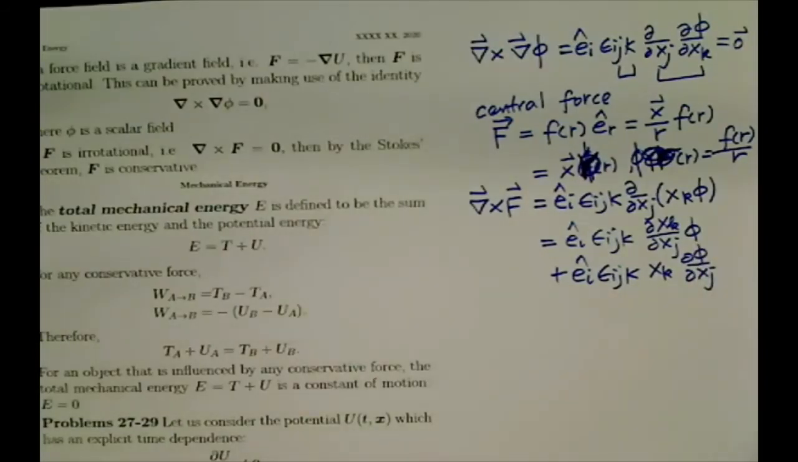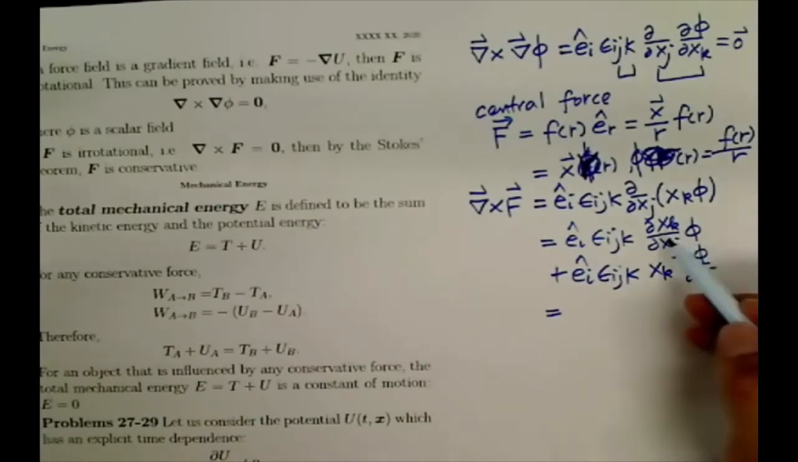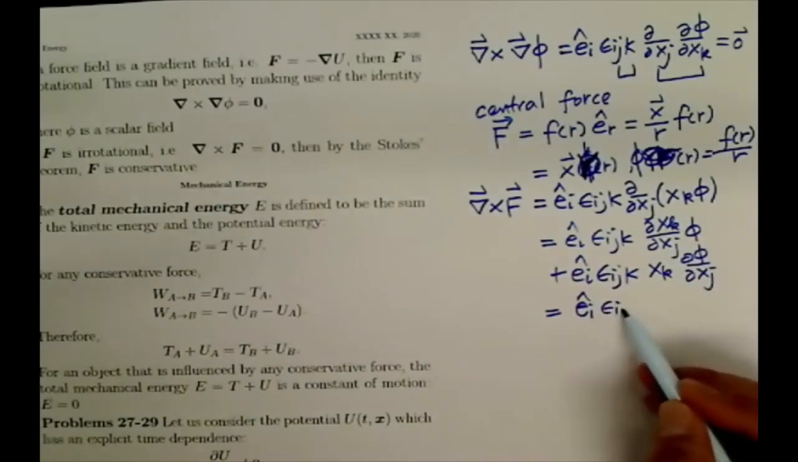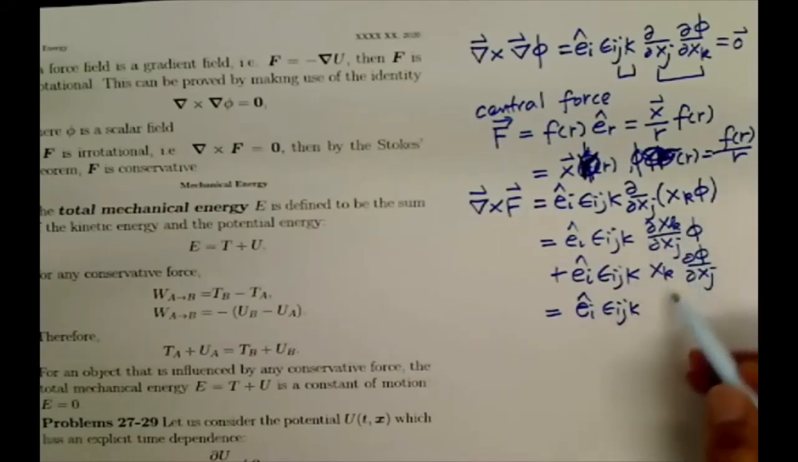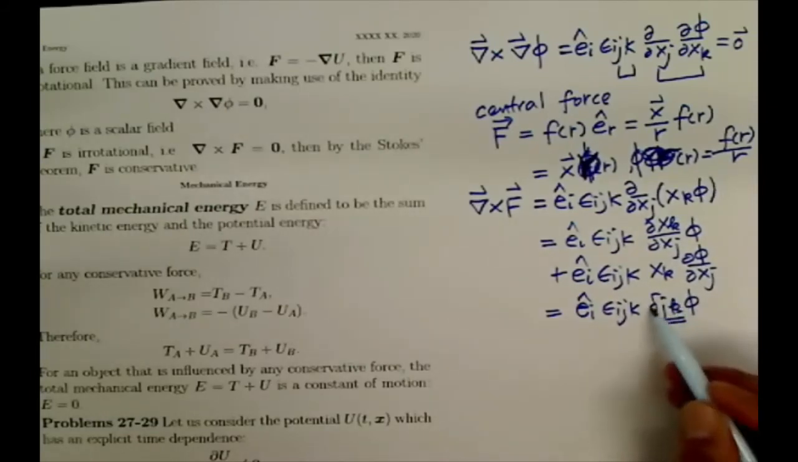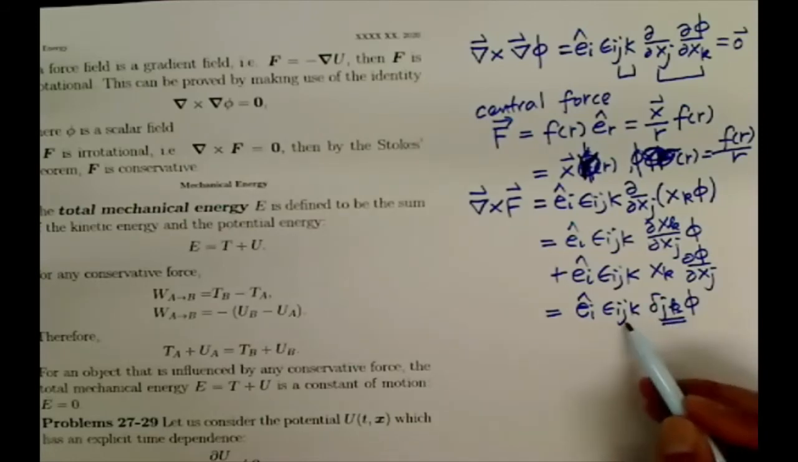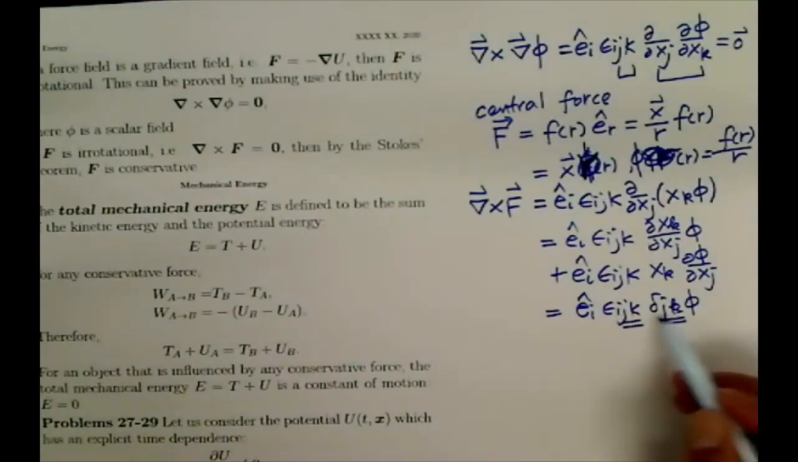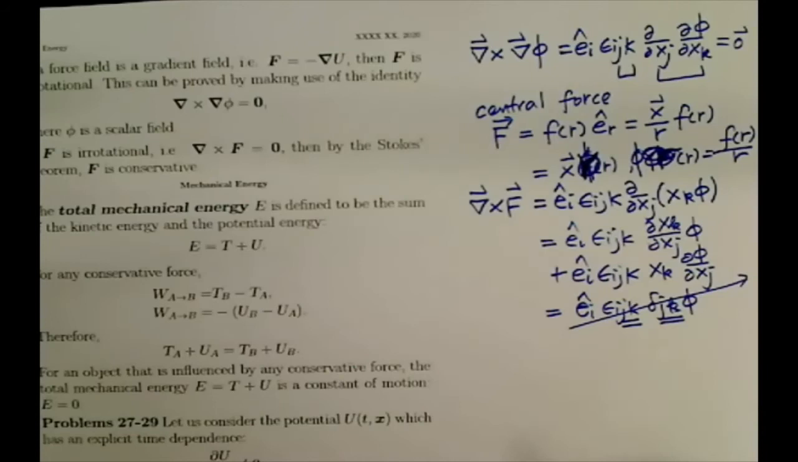This way. Here, this one is delta JK. If it is JK, then this is symmetric on the exchange of J and K, and this is anti-symmetric under exchange of J and K. Thus, this guy is vanishing.